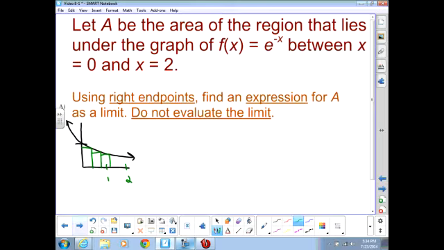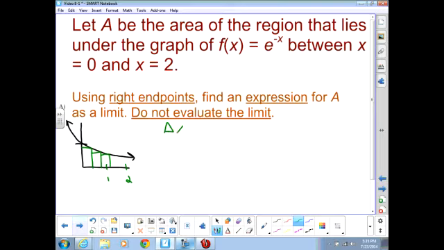Now, in the video last time we saw the right-hand endpoints were an overestimate because it was an increasing function. Notice here it's different. We have a decreasing function, so the right-hand endpoints are now underestimates. In order to determine if something's an over or an underestimate, you always have to look at it. So first we'll find our width.